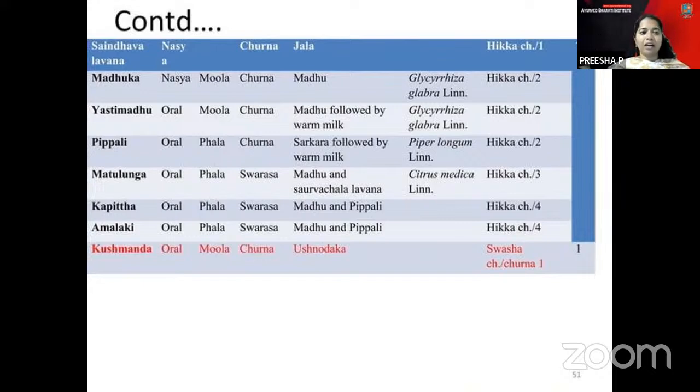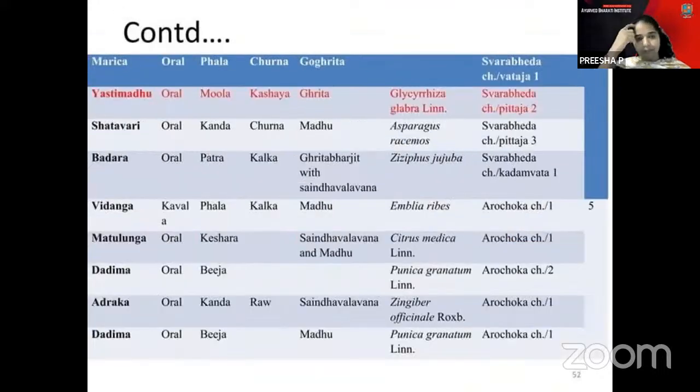Then the Hikka, Yashtimadhu for the Hikka, or the Mathulunga for the Hikka. These are the other areas where it is used. And Yashtimadhu for the Swarabheda. Mainly the musicians will be relying upon Ayurvedic medicines for two conditions.